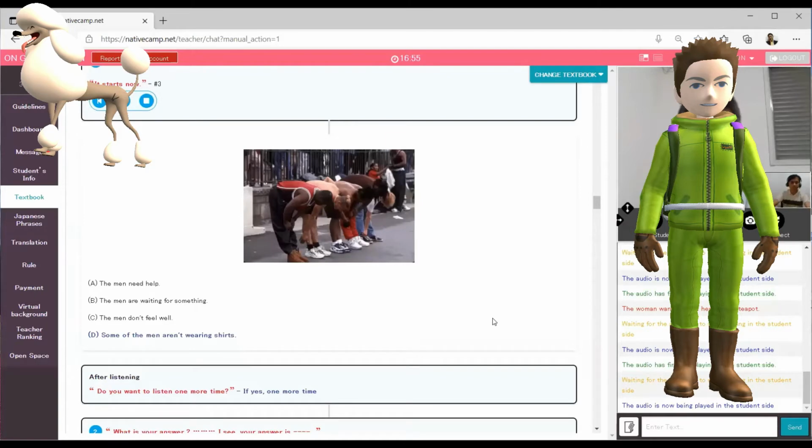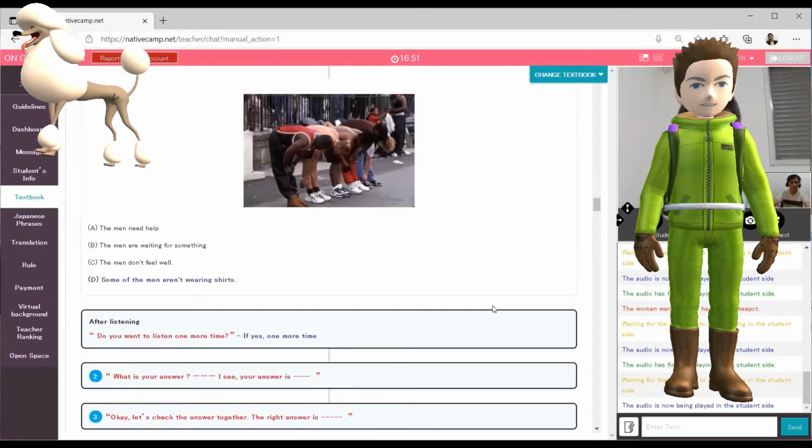Look at the picture on your screen. A. The men need help. B. The men are waiting for something. C. The men don't feel well. D. Some of the men aren't wearing shirts.